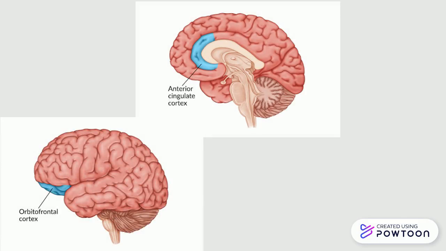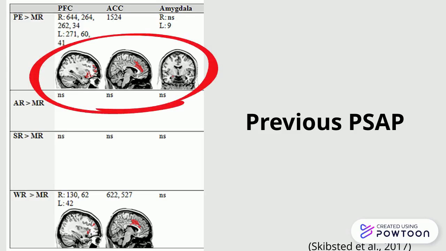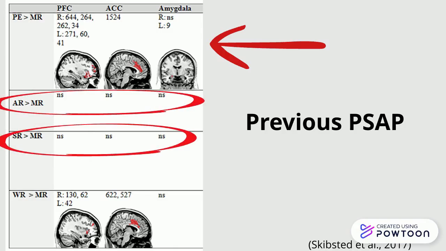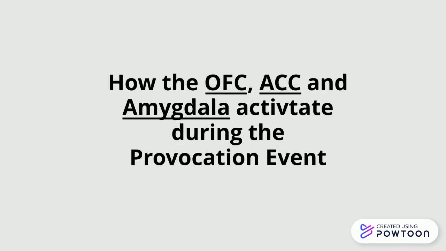Lastly, for reactive aggression using the PSAP, we focus on the orbitofrontal cortex, anterior cingulate cortex, and amygdala because previous studies using the PSAP show significant activations in these locations of the brain. However, these studies noted significant activation only during the provocation event. There was no significant activation during other phases of the PSAP. Therefore, our study will focus on how the orbitofrontal cortex, anterior cingulate cortex, and amygdala activate during the provocation event in our participants.